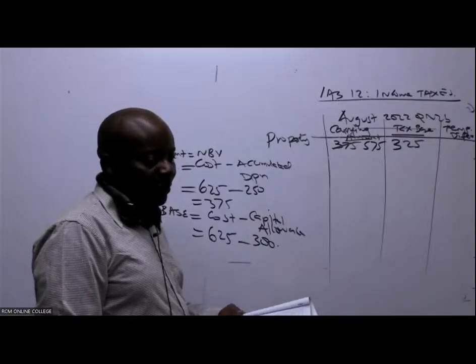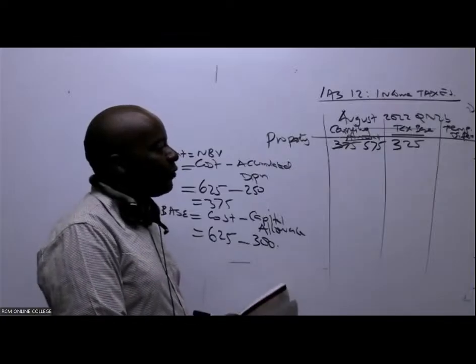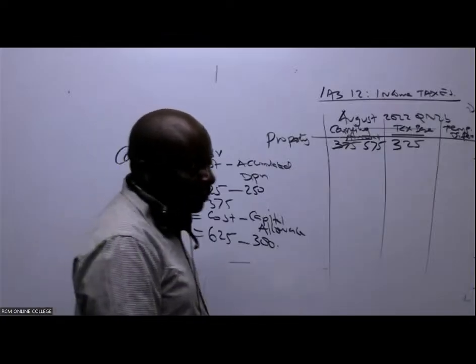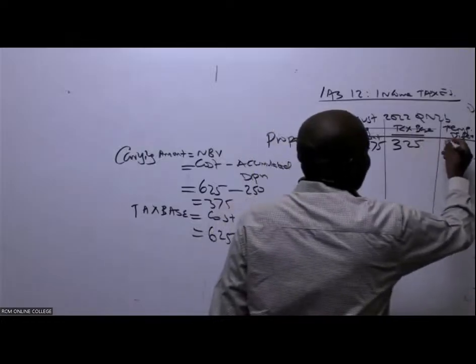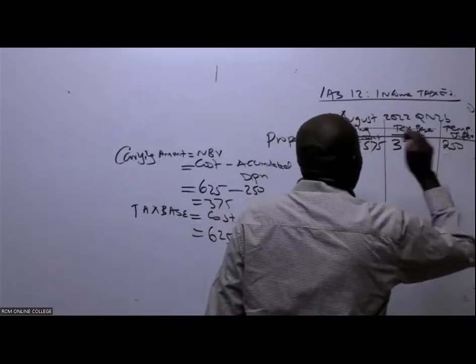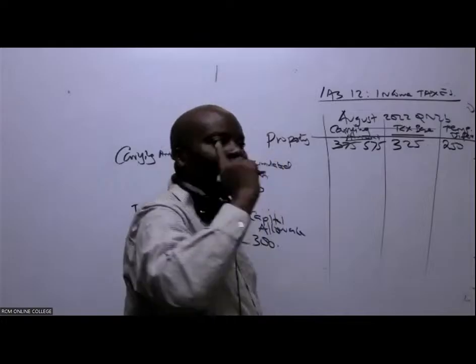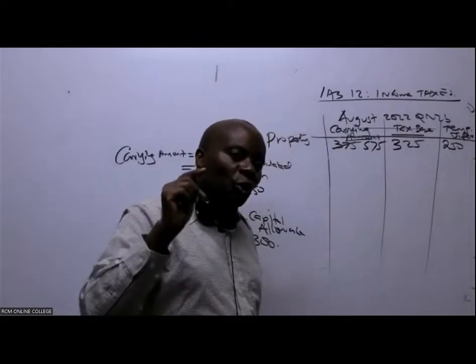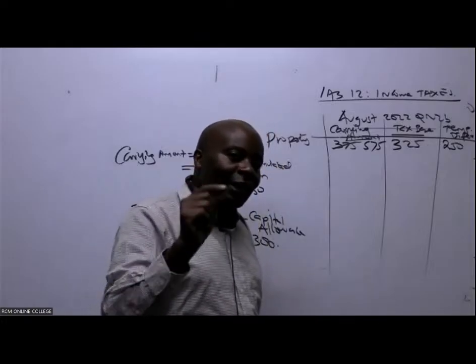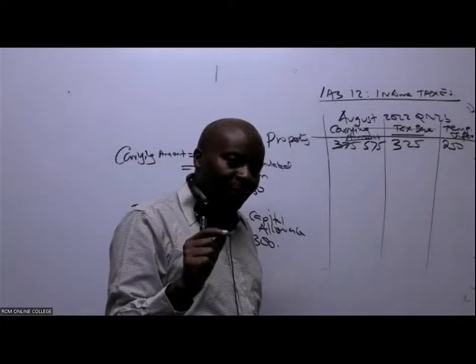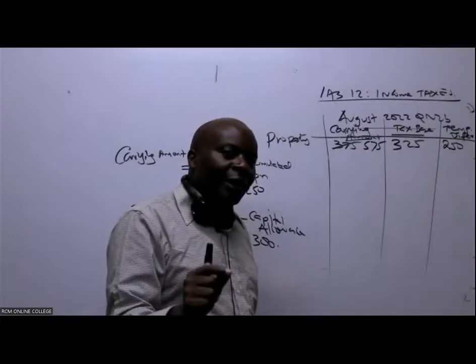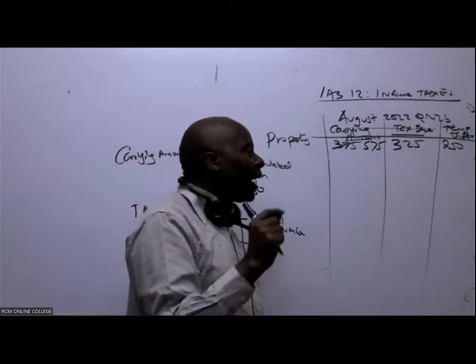Can somebody give me this temporary difference? 575 minus 325. So this one here, Mike is giving me a figure of 200 what here? 250. But at the back of our mind, we know that there is a working that will have to go to the deferred tax account.